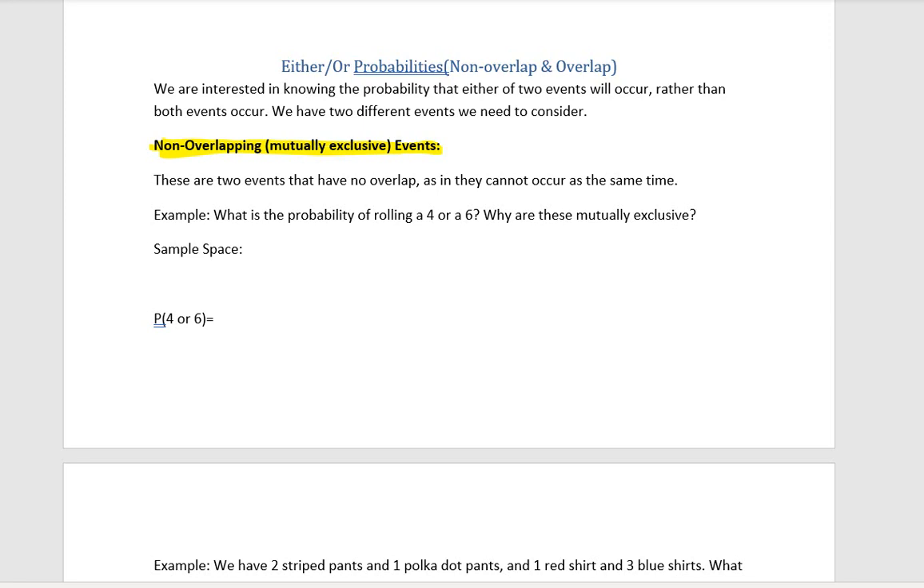So, for example, what's the probability of rolling a fair 6-sided die and getting a 4 or a 6? These are mutually exclusive because there's no way you can roll a die and get a 4 and a 6 at the same time on the same die. So if we look at our sample space, well, we have 6 different possible outcomes. And for the desired outcome, we have 4 and 6. So we have 2 out of 6, which would give us a 1 in 3 possibility of seeing a 4 or a 6.